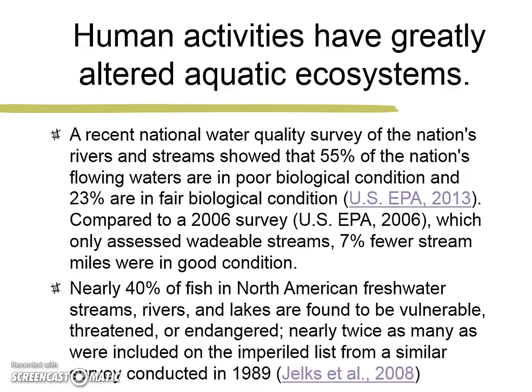All right, so human activities have greatly altered things. We know that we can affect the environment, and we need to do things that we can actually turn it back and restore it and bring it back to a healthy environment. So you can see here, a survey was done. 55% of the nation's flowing waters are in poor biological condition, and 23% are in fair. Over half of the waters being in poor biological condition means that aquatic life is having a hard time living in it. And nearly 40% of the fish in North America are threatened or endangered, and it's mainly because of human activity and what we're doing to the waters.